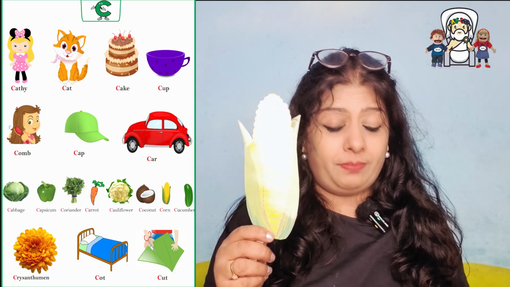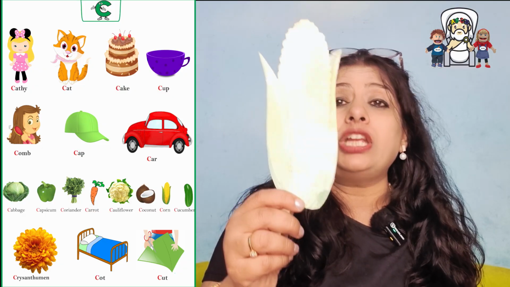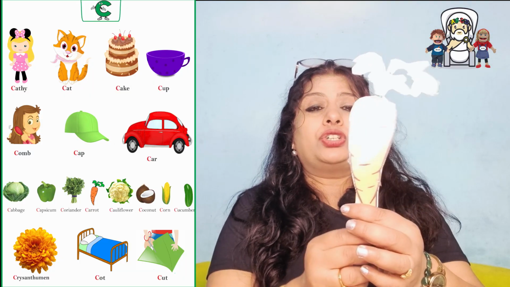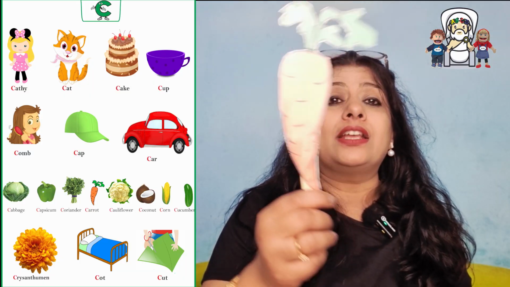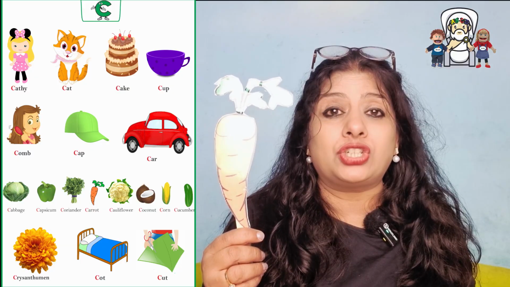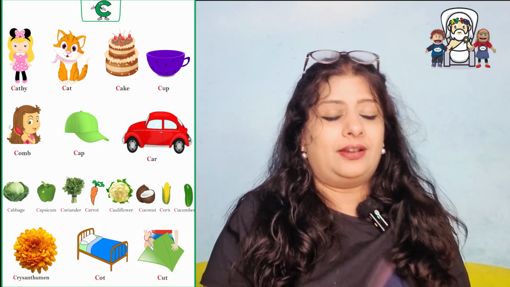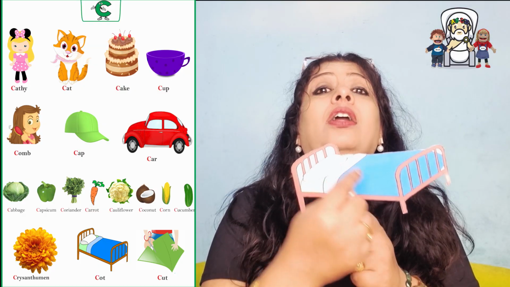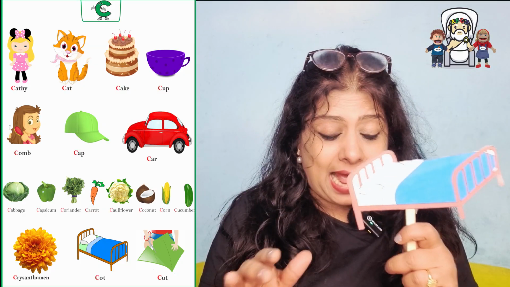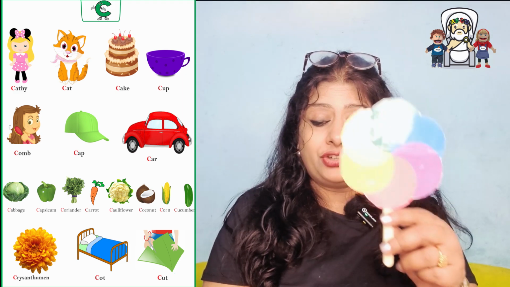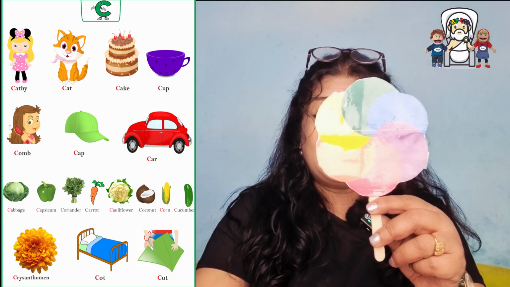You can include many more as well. So she wanted to buy some corn. She also wanted to buy some carrots. So she picked all these vegetables, came home. She was very, very tired. So she sat on her cot and relaxed. Later, she thought of stitching a nice dress for her pet cat.